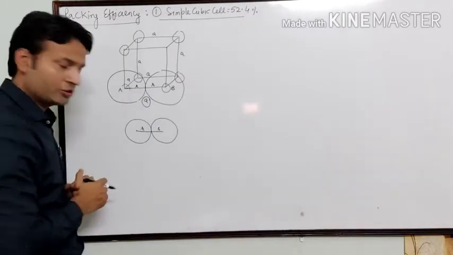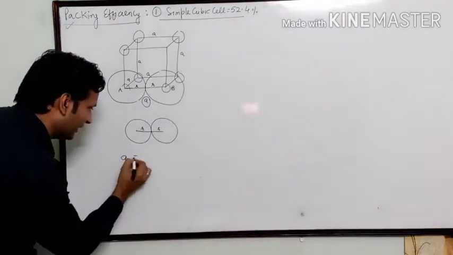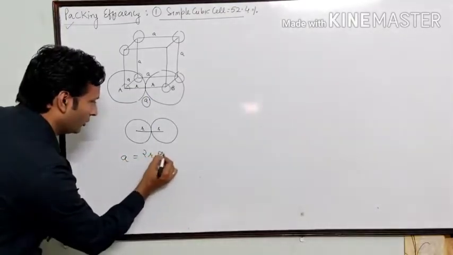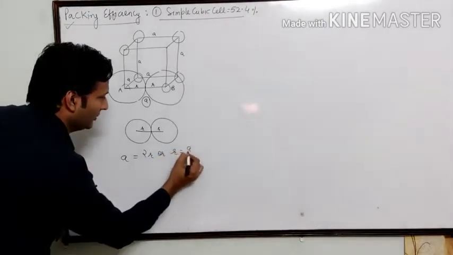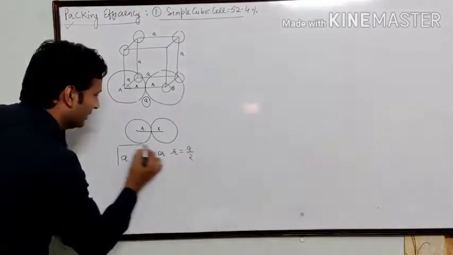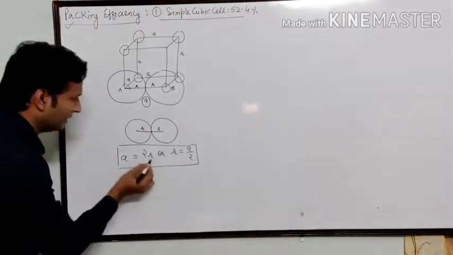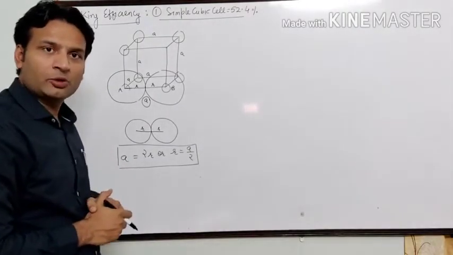Now what is the relationship? The relationship is A is equal to 2R, or we can say that R is equal to A by 2. This is the relationship of edge length with radius R in simple cubic unit cell.